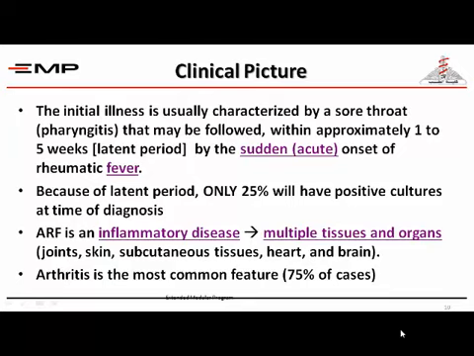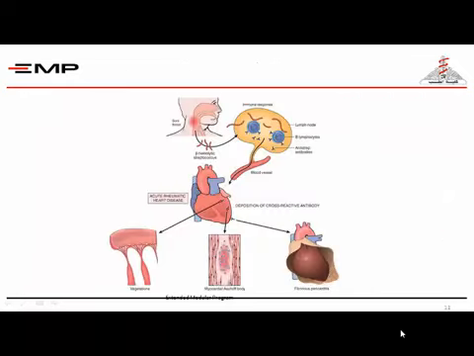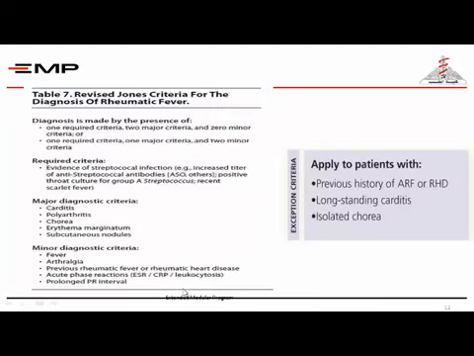Multiple tissues will be affected: joints, skin, subcutaneous tissue, heart, and brain, and the most common feature, in more than 3/4 of the cases, is arthritis. As we can see here in the picture, beta hemolytic streptococci come to the pharynx, and then an immune response occurs against these microbes, and the antibodies formed will attack mainly the heart, with all 3 layers: pericardium, myocardium, and endocardium, and this is called pancarditis.